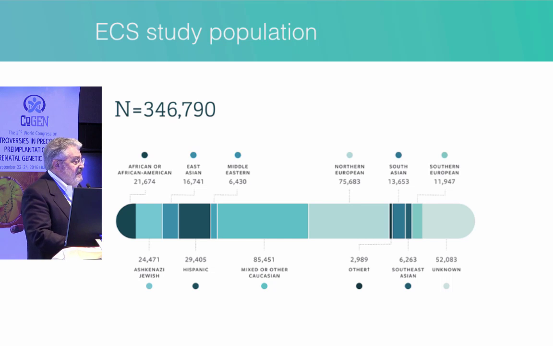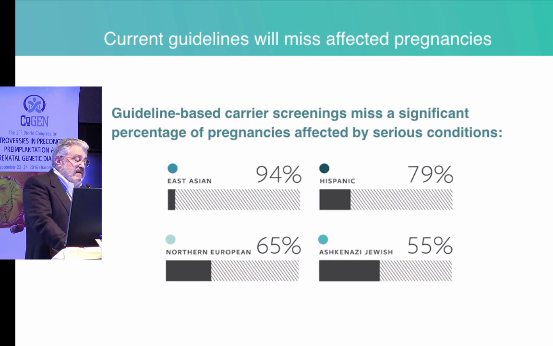Some of this data is actually in the handout that was included in your registration packets. And this is just another way of looking at the distribution of different ethnic groups that we saw, with mixed or other Caucasian being about 85,000, Hispanics 29,000, and almost 24,500 Ashkenazi Jews. And these are just some of the highlights in terms of the data. You can see all of the breakdowns in the paper and in the supplement.